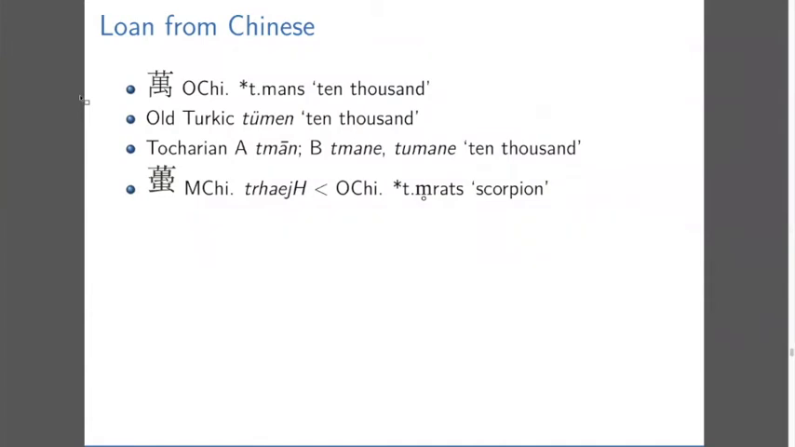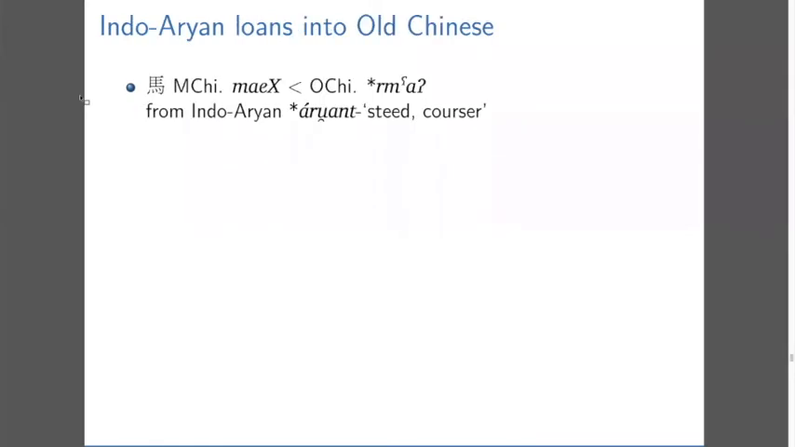And this T prefix also helps explain the occurrence of this word scorpion that has a T initial in Middle Chinese in the same xiésheng series. So here's an example where Baxter and Sagart didn't know, was it a T prefix or a P prefix or a K prefix? And then the borrowing of this Chinese word into other languages shows us it must have been a T prefix. Moving on, Indo-Aryan loans into Old Chinese.